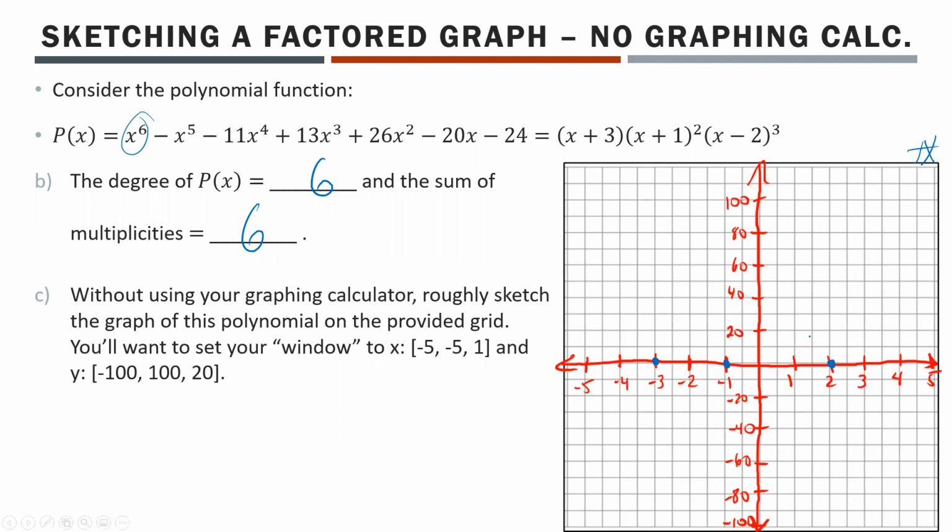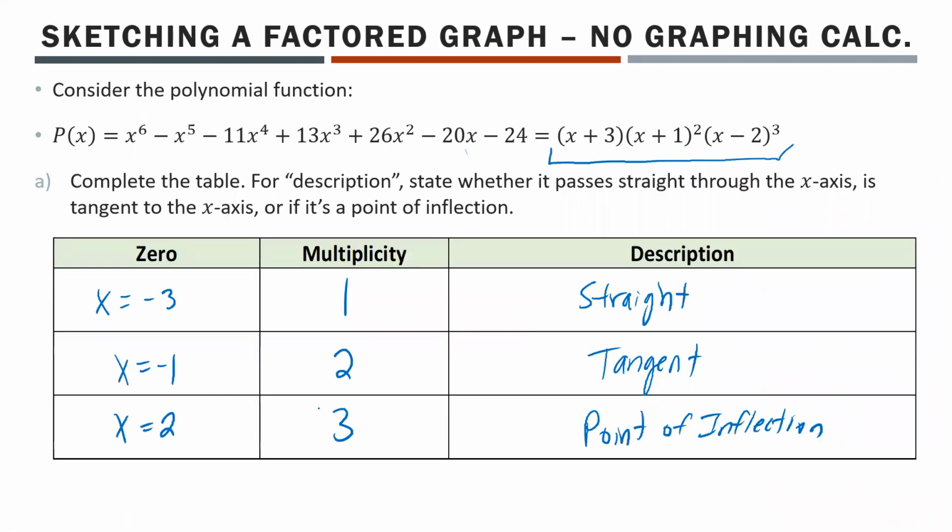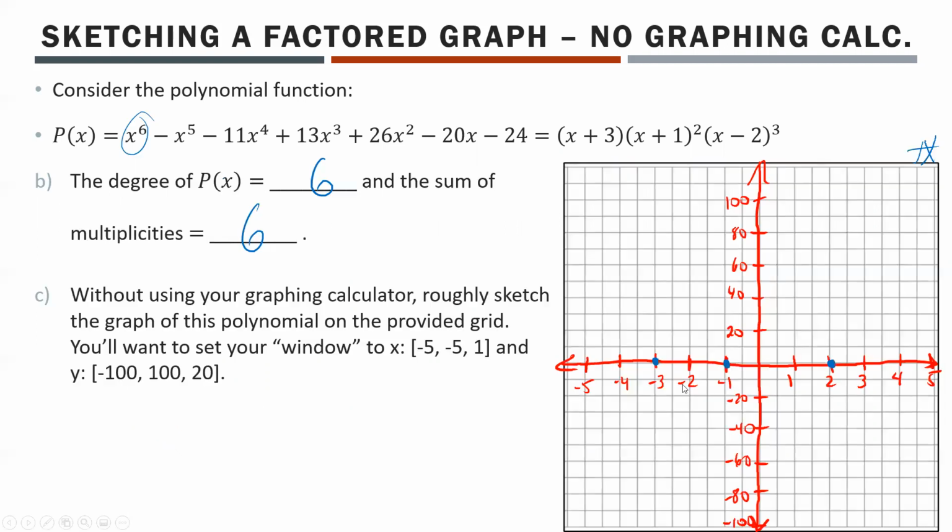So I'm actually going to start by looking at my x-intercept of x is equal to 2. X is equal to 2 has a multiplicity of 3, which means it's going to be a point of inflection. That's one of those curvy things here. So I know there's going to be a bit of a curvy thing here, but I also know I need to end up here in quadrant 1. So that tells me I'm going to have something that looks something like that.